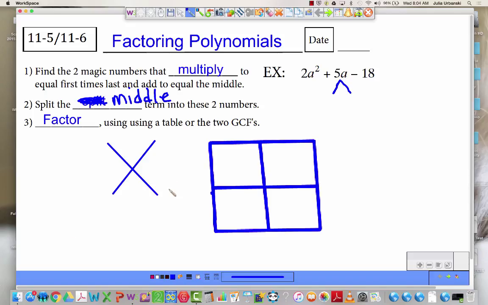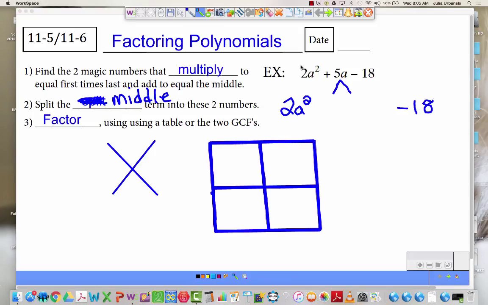All right, so what we're going to do is we only have 3 terms here. 3 terms don't fit into 4 boxes. Split this into 2 terms so that we will now have 4. So we already have 2a squared. That's one of them. We're going to have to find 2a terms, and then we're going to have minus 18. We're going to come up with 4 terms. What we do is take the first times the last: 2 times negative 18. And as a way to keep it organized, we write it up to the top here, negative 36.